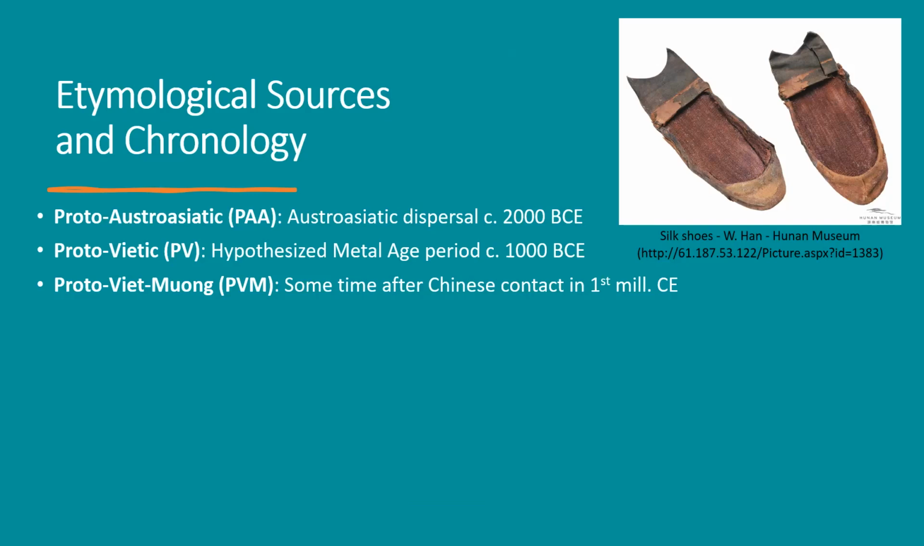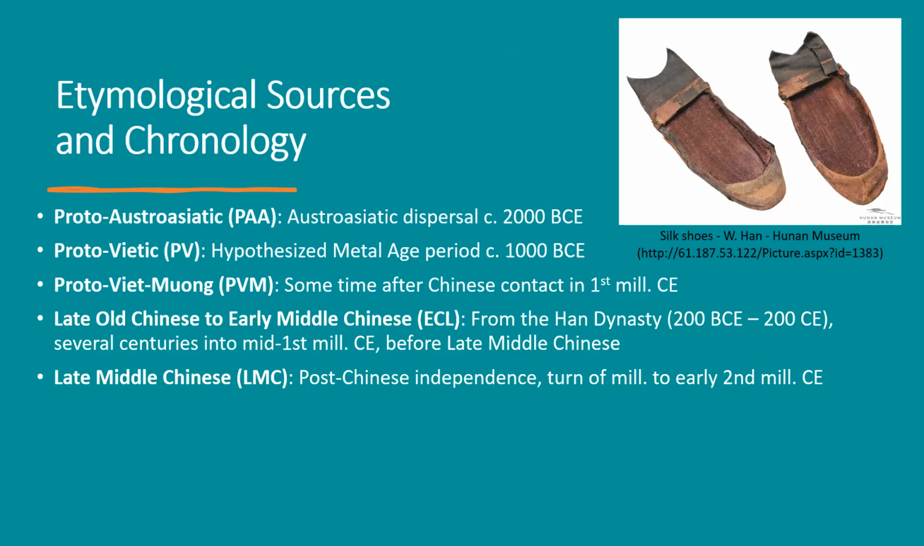It's just a point of reference because there's no way to know exactly when Vietic was distinct from other branches of Austroasiatic, but that's a period in which sociocultural change would have been prominent. And then Proto-Viet Minh, again, we don't know what the timing would be, but presumably sometime after Chinese contact, somewhere in the first millennium, where groups became significantly different from the other Vietic languages.